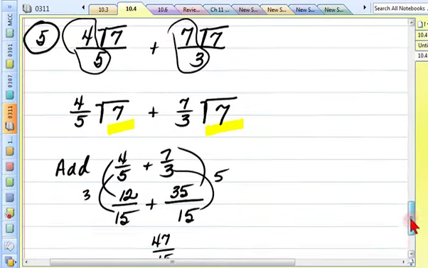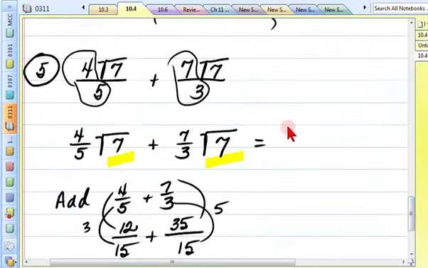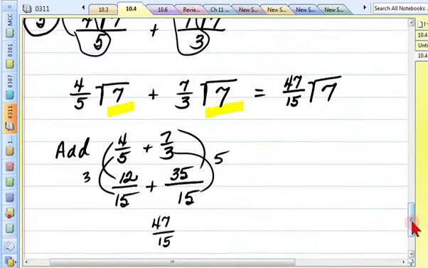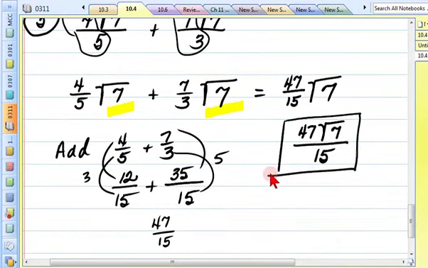My answer is 47/15 times the square root of 7. But MATLAB would probably prefer that you write it back in the format that it gave you the fractions to start with, which will be 47 times the square root of 7 over 15. I don't know if it would accept this version or not.